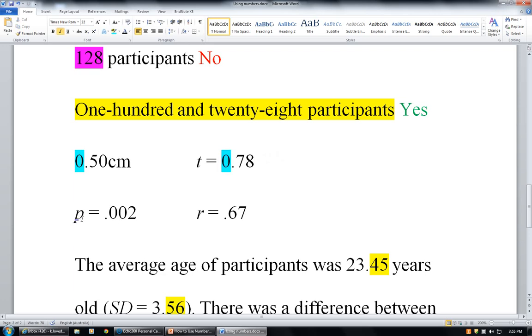For p, however, p cannot be greater than 1. So therefore, we do not have a naught in front of the decimal. So remember, use naughts when the number can be greater than 1. Don't use a naught in front of the decimal when the number cannot be 1 or greater.